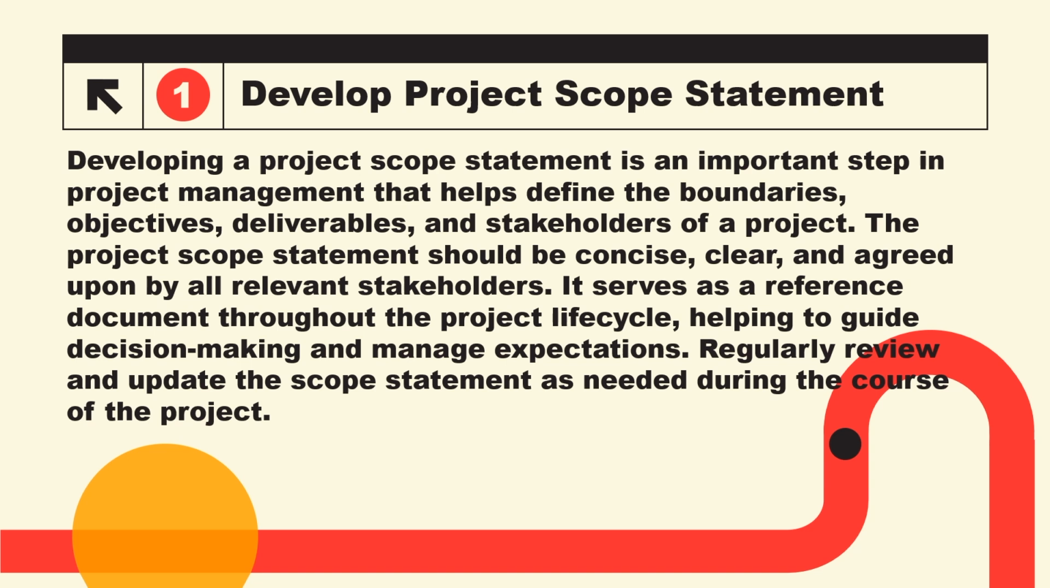Develop project scope statement. Developing a project scope statement is an important step in project management that helps define the boundaries, objectives, deliverables, and stakeholders of a project. The project scope statement should be concise, clear, and agreed upon by all relevant stakeholders. It serves as a reference document throughout the project lifecycle, helping to guide decision-making and manage expectations. Regularly review and update the scope statement as needed during the course of the project.